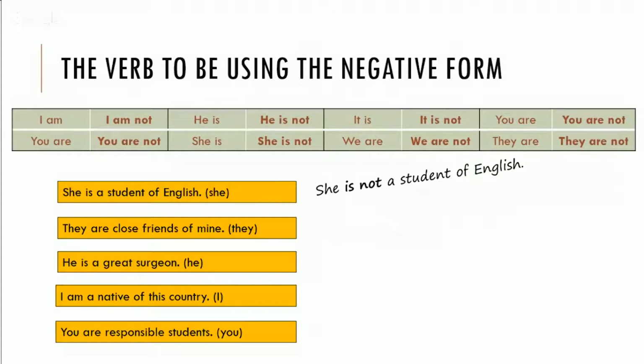So the first one, she is a student of English. She is not a student of English. So I'm doing the full form. After this, I'm going to show you the contractions, okay? So this is the full form. She is a student of English. She is not a student of English. Number two, they are close friends of mine. Negative. They are not close friends of mine.